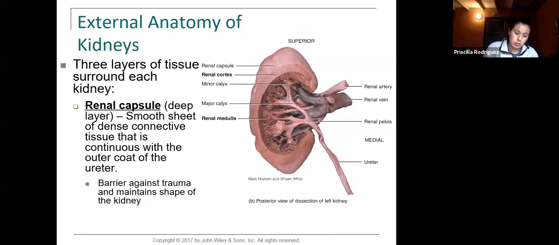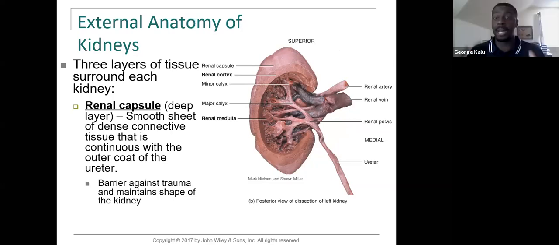Then surrounding the kidneys, there are multiple different structures that help to protect it. The first structure that surrounds the kidney, the deepest structure, is called the renal capsule. The renal capsule is a layer of very strong, very dense connective tissue that forms the outer coat of the kidney, as well as the outer coat of the ureter. What the renal capsule does is serve a protective role, protecting the kidney against any blunt trauma, and it also helps to maintain the shape of the kidney.